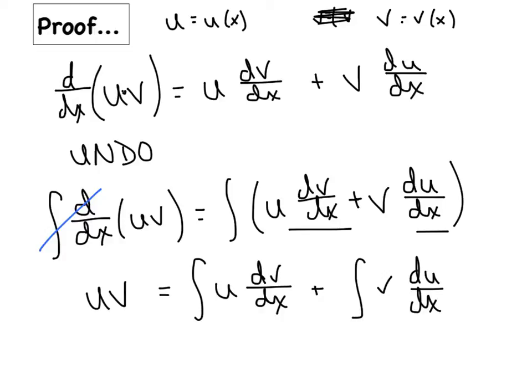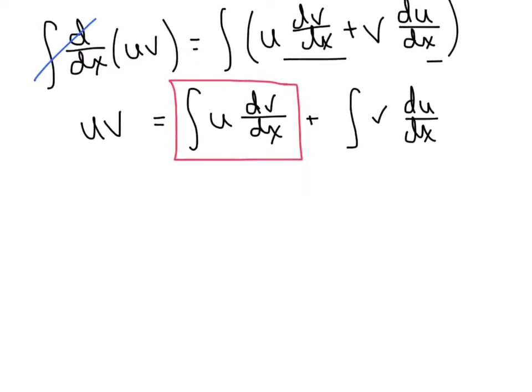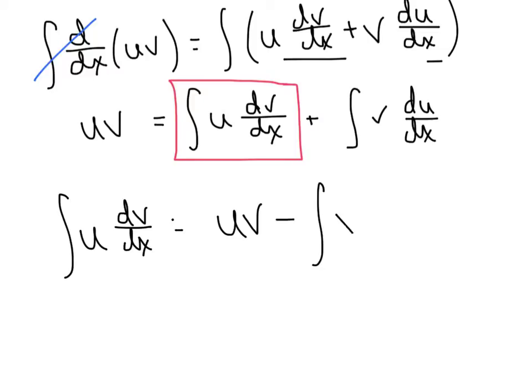Alright, now what I'm going to do is rearrange some of the terms, because my big idea tonight is I want to try to get this one by itself. So I'm going to say the integral of u times the derivative of v with respect to x is really uv minus the integral of v du dx. So you'll notice I moved some terms from side to side. And this is ultimately our formula tonight.